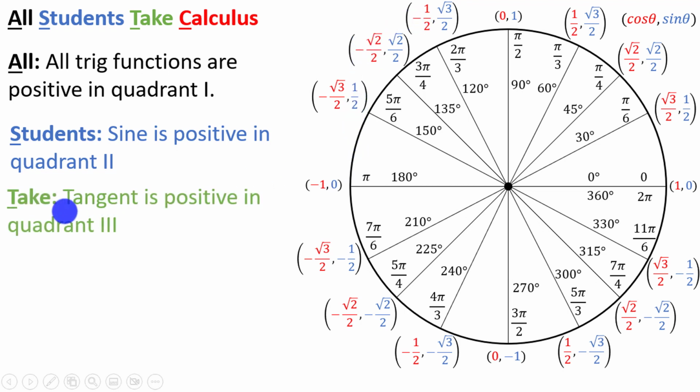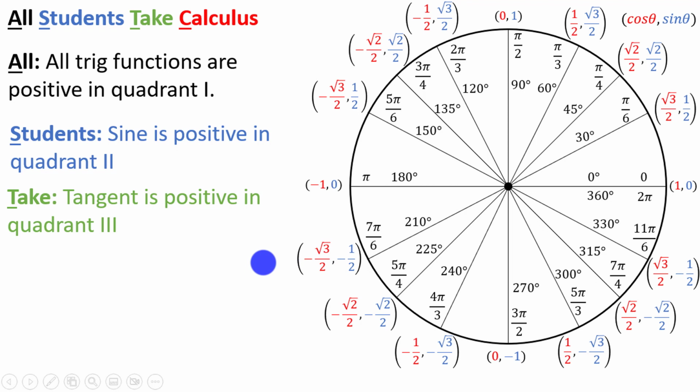T is for tangent, and it says that tangent is positive in quadrant 3. So here we would be in quadrant 3, and tangent of course is just going to be y over x, as we said before, or sine over cosine. If you were to divide these values, you would get positive values for tangent, right? When you divide two negative numbers, you get a positive number. So anywhere down here, tangent would be positive. Sine and cosine would both be negative, or your x and y coordinates would both be negative, but tangent would be positive.